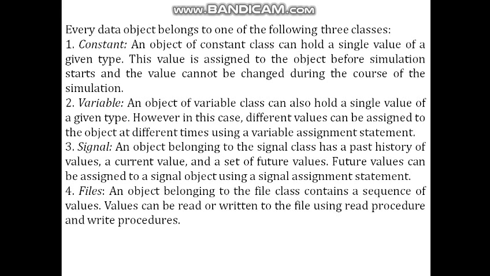An object of the variable class can also hold a single value of a given type. However, in this case, different values can be assigned to the object at different times using the variable assignment statement. The third is the signal. An object belonging to the signal class has a past history of values, a current value, and a set of future values. The future values can be assigned to a signal object using a signal assignment statement.